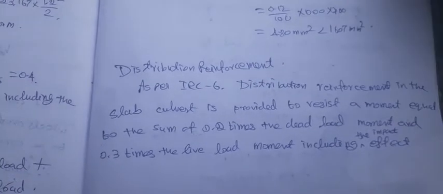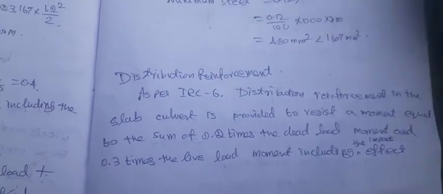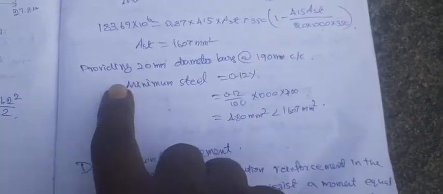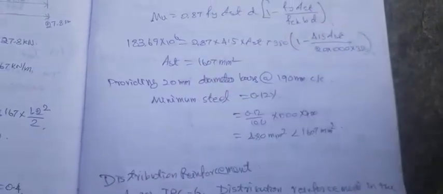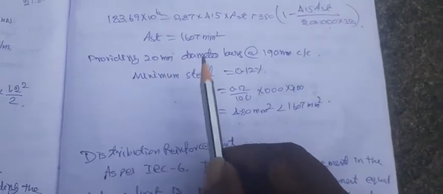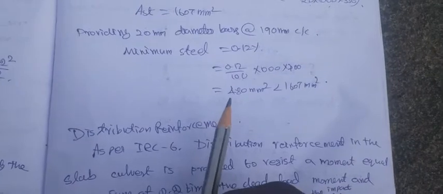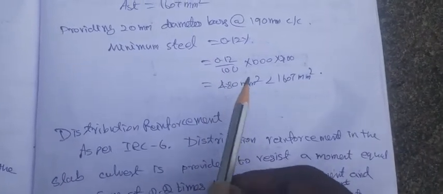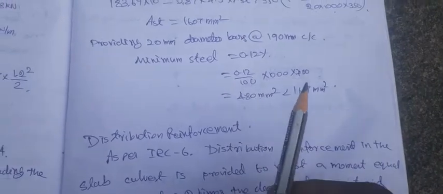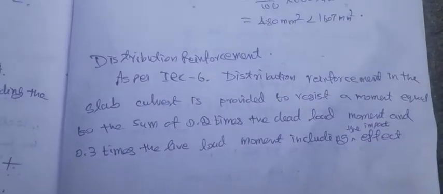Before that, in video part 1, we found the area of steel reinforcement required. At that step, Ast required is 1607 mm square. So we are providing 20 mm diameter bars at 190 mm center to center. We also checked against the minimum reinforcement of 0.12 percent, so it is safe. In continuation, we have to find the distribution reinforcement for this slab culvert.